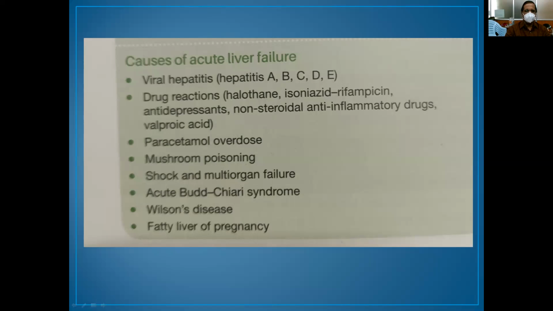The dose of paracetamol in a 70 kg man: you must give not more than 3 grams per day. And some mushroom poisoning, and in case of shock, whatever may be the cause of the shock, the patient may develop acute liver failure and multi-organ failure. And sometimes, as I already told, Budd-Chiari syndrome, which is very, very important, particularly seen in young patients, where there is thrombosis of the hepatic veins that leads to acute liver failure. And Wilson's disease, I already told, hepatocellular carcinoma, and fatty liver of pregnancy also lead to acute liver failure.